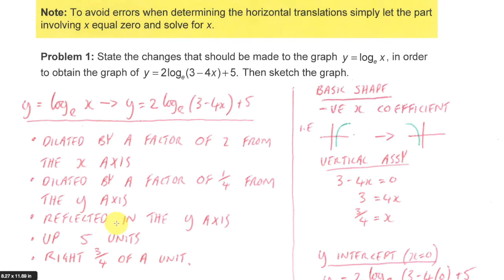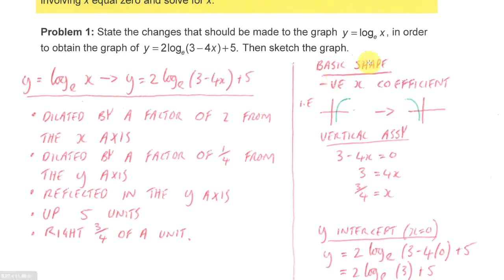If we're considering sketching, then we start off with our basic shape. The basic log graph, you can see, is in green here. I have a negative x coefficient, so there's a negative number right in front of the x, which means I'm reflected in the y-axis, so now the graph should look like so. Vertical asymptote: take the stuff that's inside the bracket, make it equal to 0, solve for x, so I get x equaling 3 quarters.